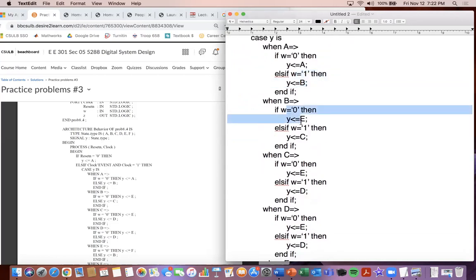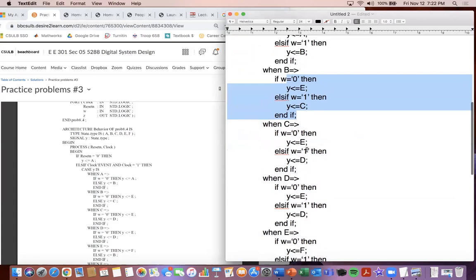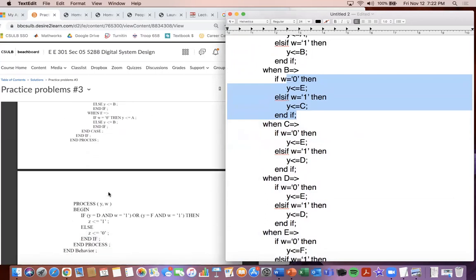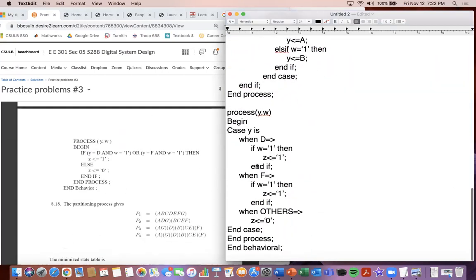0, it's going to be E, 1, C, and then here, yeah, that's all correct. And then for their statement here, they did the parallel process of Y and W. They did a different way, where I did the case Y when D, and then I did if. And so I did it just a different way. Their way is correct as well. Either one will work, and that should be good.